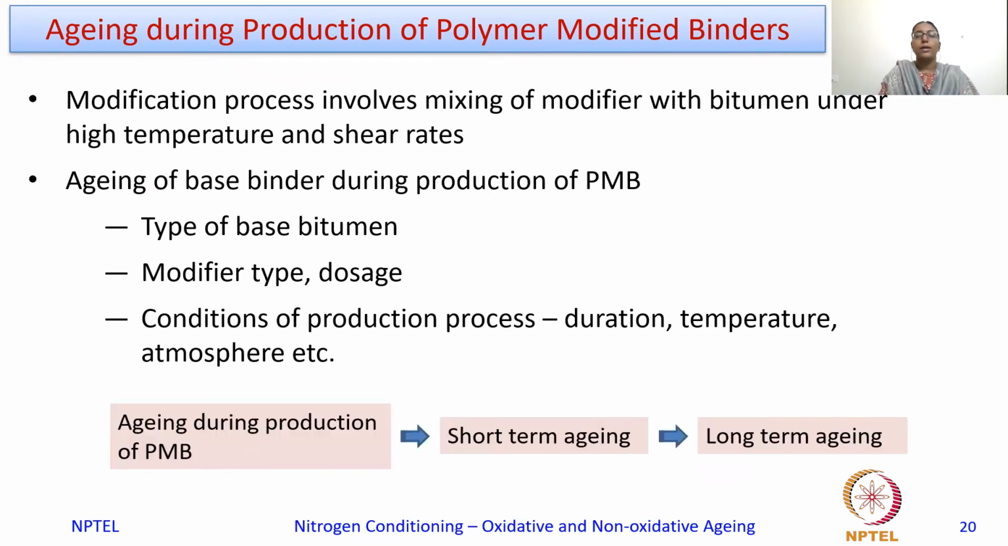So essentially, when you consider a polymer modified binder, there are three stages of aging that can happen. One is the aging during the production of the polymer modified binder. Second is the short-term aging, and the third, of course, is the long-term aging, when it is mixed with aggregates, compacted, and used in the field. So the short-term and long-term aging happen with the mixture, whereas the initial aging happens with the production of the modified binder itself.